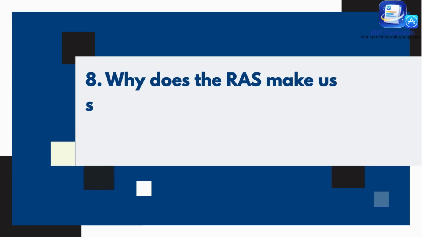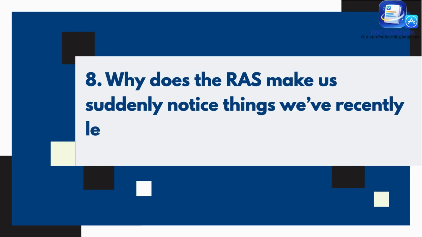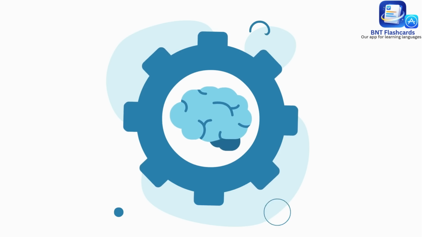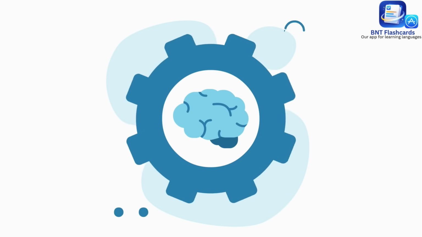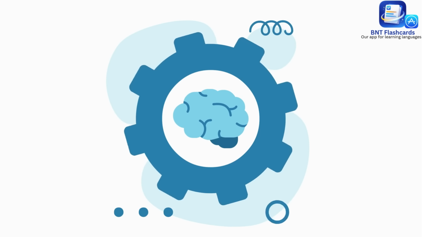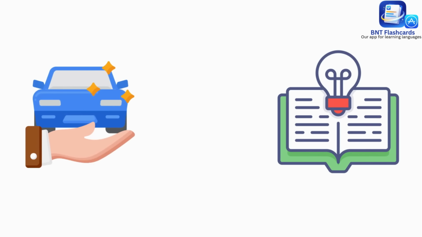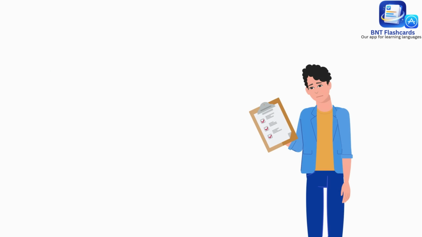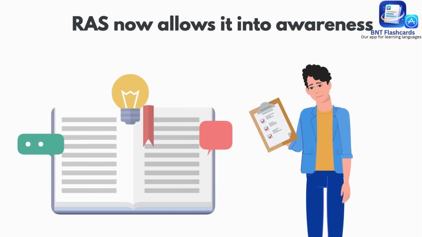8. Why does the RAS make us suddenly notice things we've recently learned, decided, or cared about? Once the brain labels something as important, the RAS begins highlighting it everywhere. This is why after learning a new word or buying a new car, we start seeing it all around us. The information was always there, but the RAS now allows it into awareness.